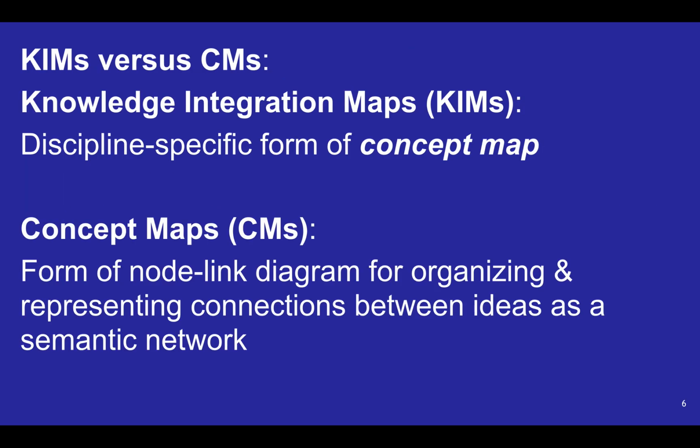As the last slide brought up, there are concept maps. Knowledge integration maps are different than concept maps. They're a discipline-specific form of concept maps, while concept maps are a form of node-link diagram for organizing and representing connections between ideas as a semantic network. So it's like concept maps are a really big circle in the Venn diagram, and knowledge integration maps are sort of a smaller version of those.